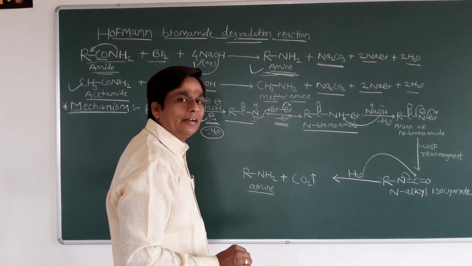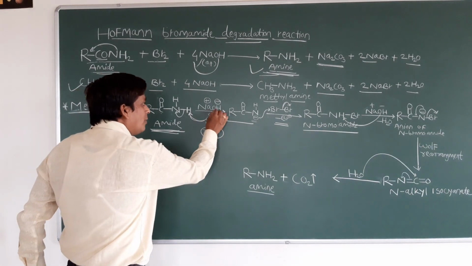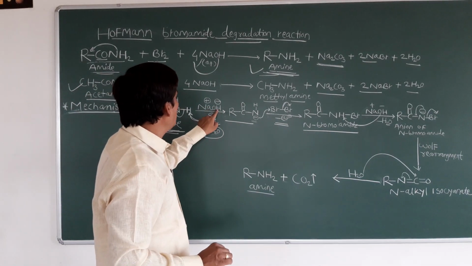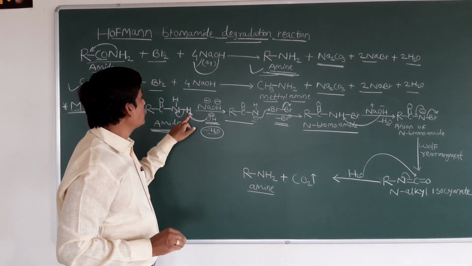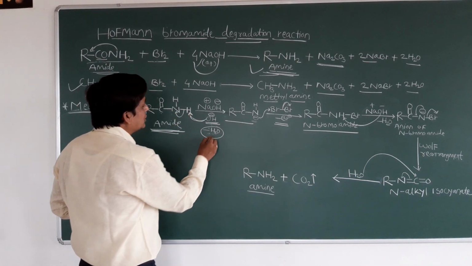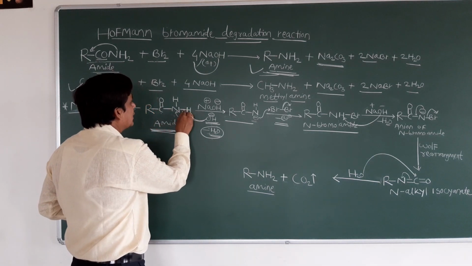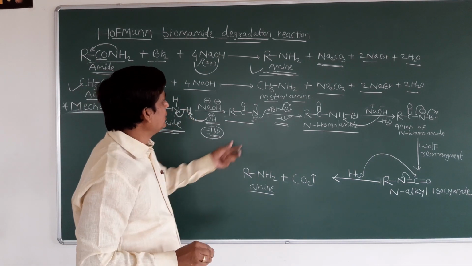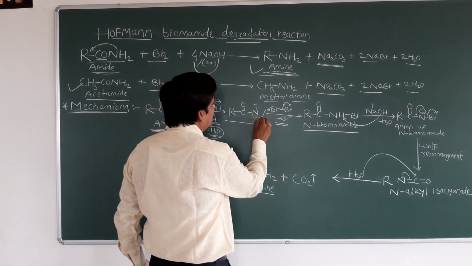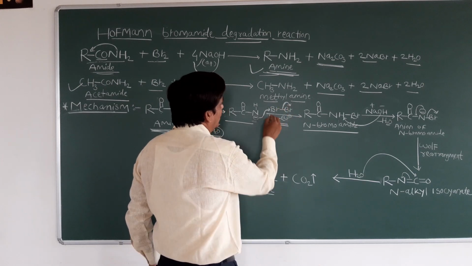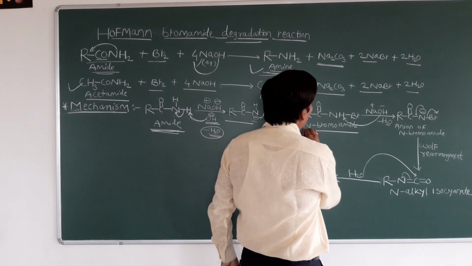First we take the amide, and that amide reacts with NaOH. From that NaOH, OH minus can abstract the acidic proton from this amide group and it loses water, minus H2O. Then the electron shifts again towards the nitrogen, and a minus charge comes. Again it reacts with Br2, so this minus charge attacks here, this bromine is removed and this Br is attached to the nitrogen. Simply, we get the N-bromoamide.